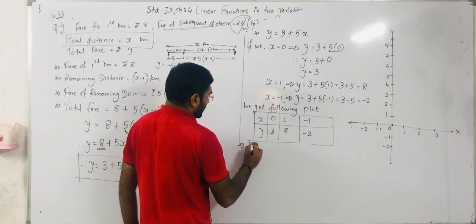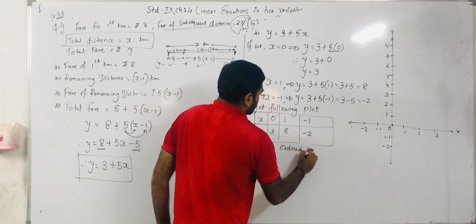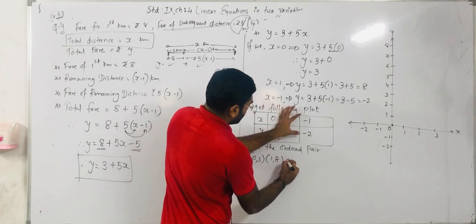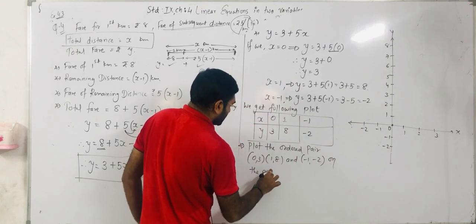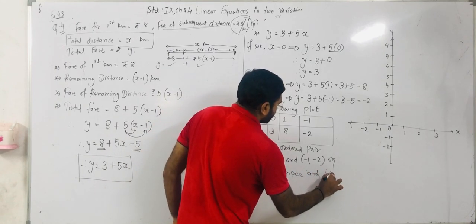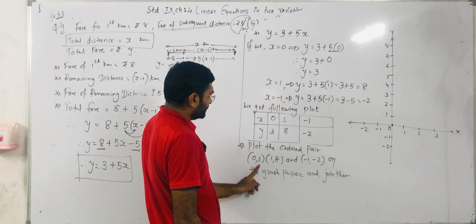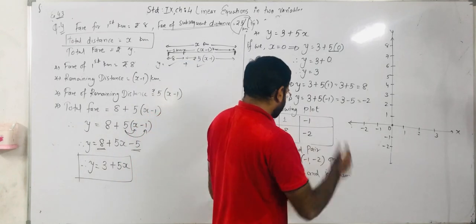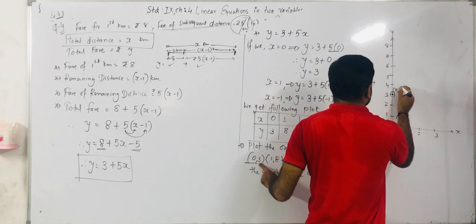Now one by one we have to plot the ordered pairs. Which ordered pairs? First is 0, 3, second one is 1, 8, and third one is minus 1, minus 2 on the graph paper, and join them. Okay, so one by one we plot. x coordinate is 0, y coordinate is 3. We already studied in chapter number 3 that this point lies on the y-axis. Right? On the y-axis, the y coordinate is 3. So we can say this is 0, 3.